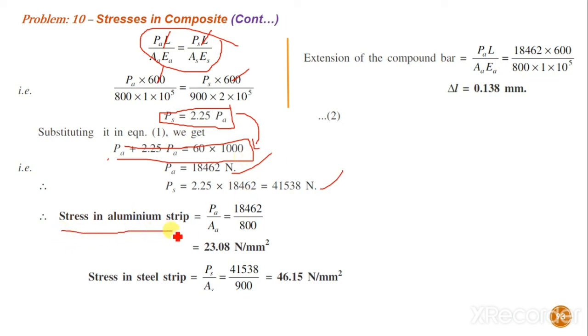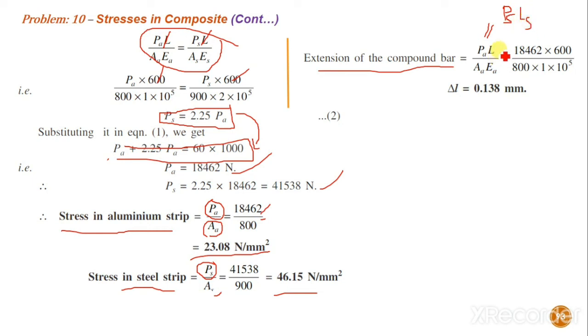Now the stress in the aluminium strip is the load taken by the aluminium strip divided by its cross-sectional area, and the stress in the steel strip is also given by the load acting on the steel strip divided by its area, 46.15 Newton per mm square. The extension of the compound bar equals PL by AE. You can write this as PS LS divided by AS ES. Also you can substitute those values and you still get delta L equals 0.138 mm.